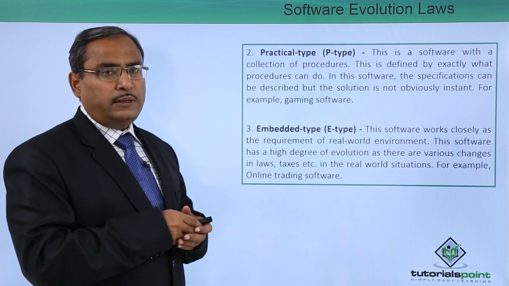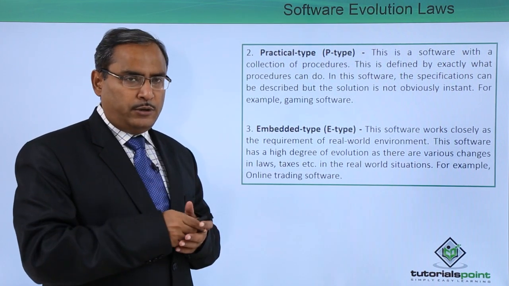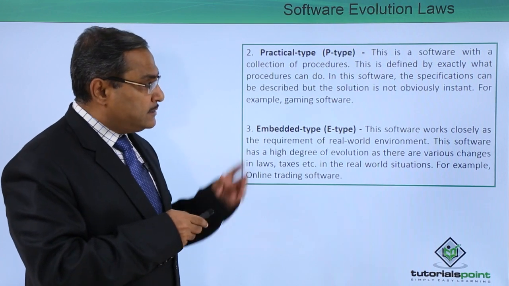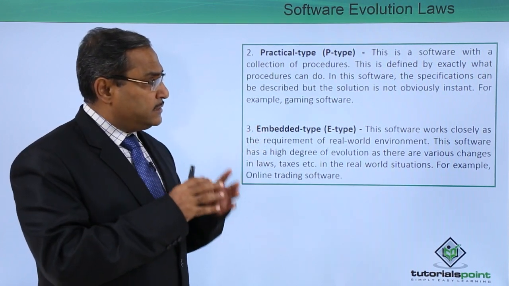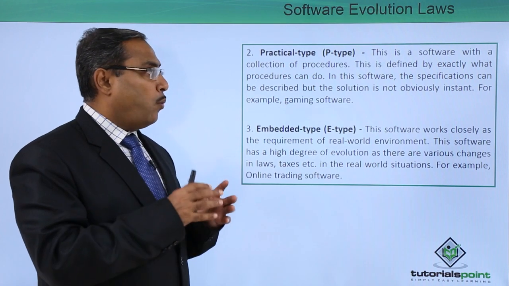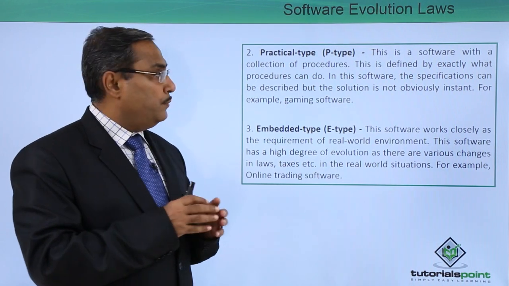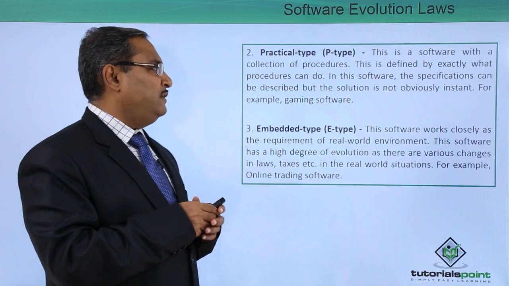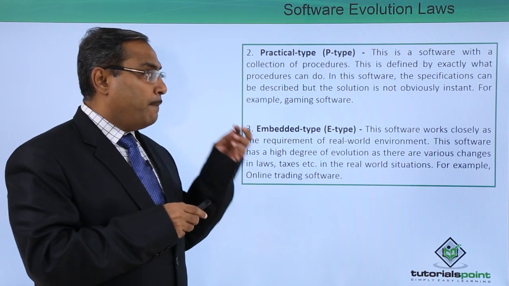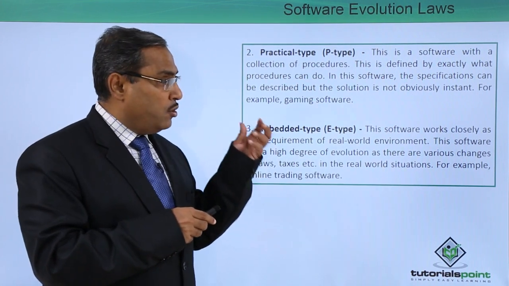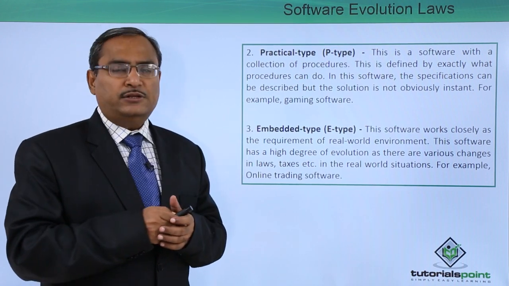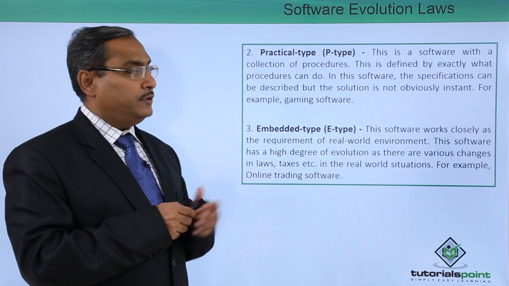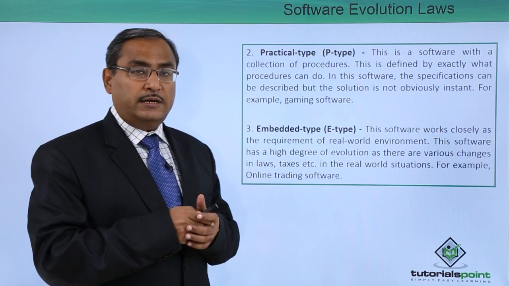Next one, we are going for the practical type. In short, it will be known as the P type. This is a software with a collection of procedures, and this is defined by exactly what procedures can do. In this software, the specifications can be described, but the solution is not obviously instant. For example, the gaming software. If you consider the gaming software, it will be falling under this practical type.